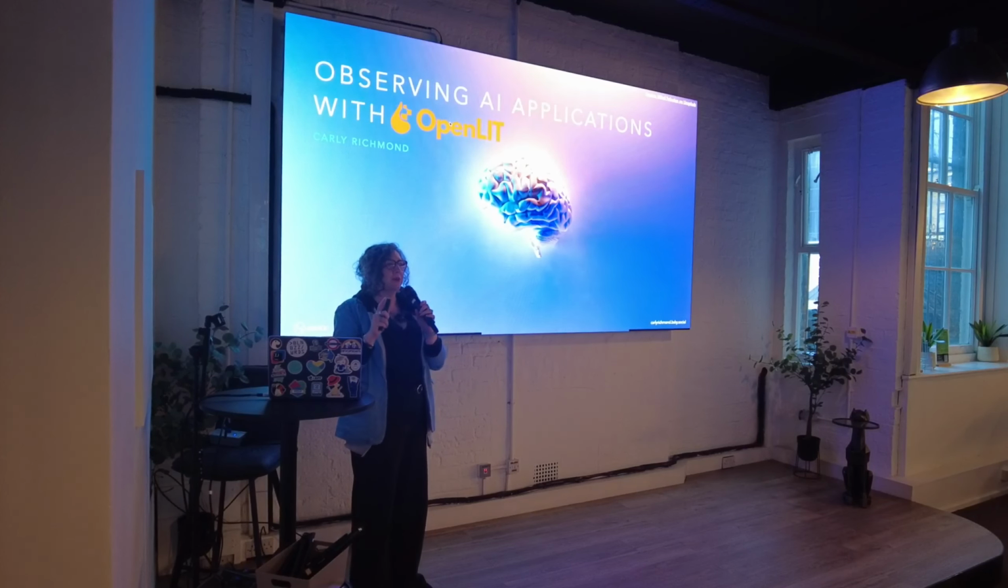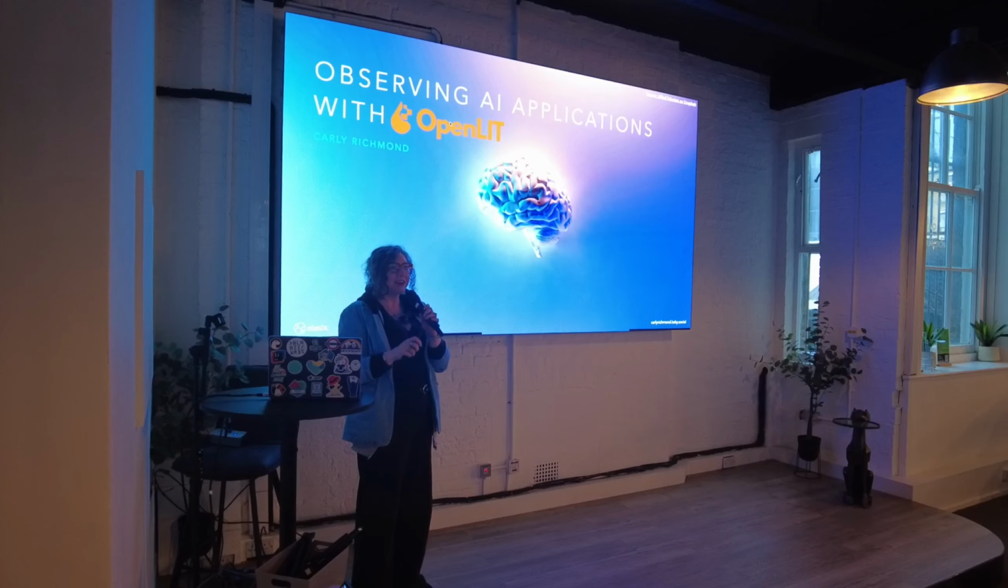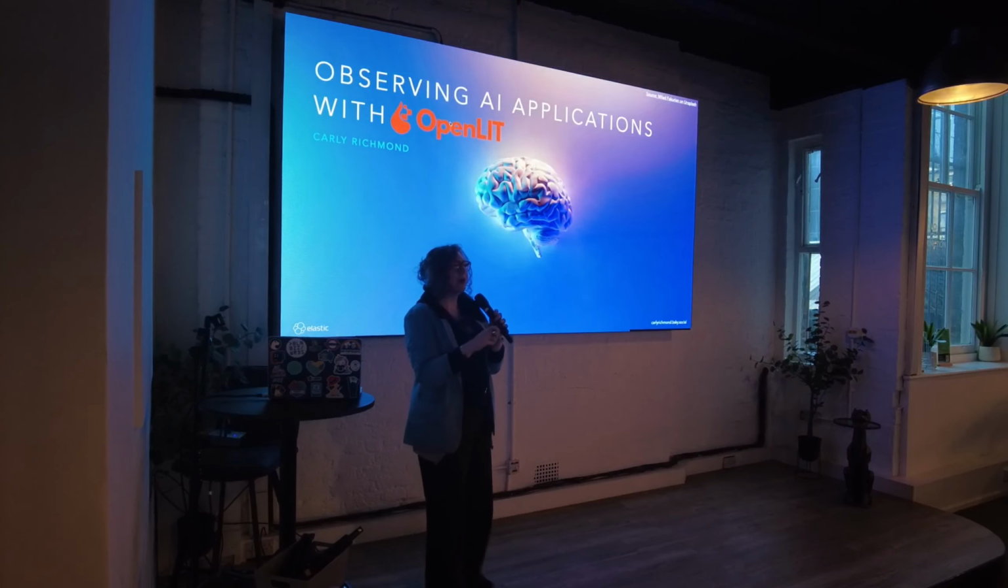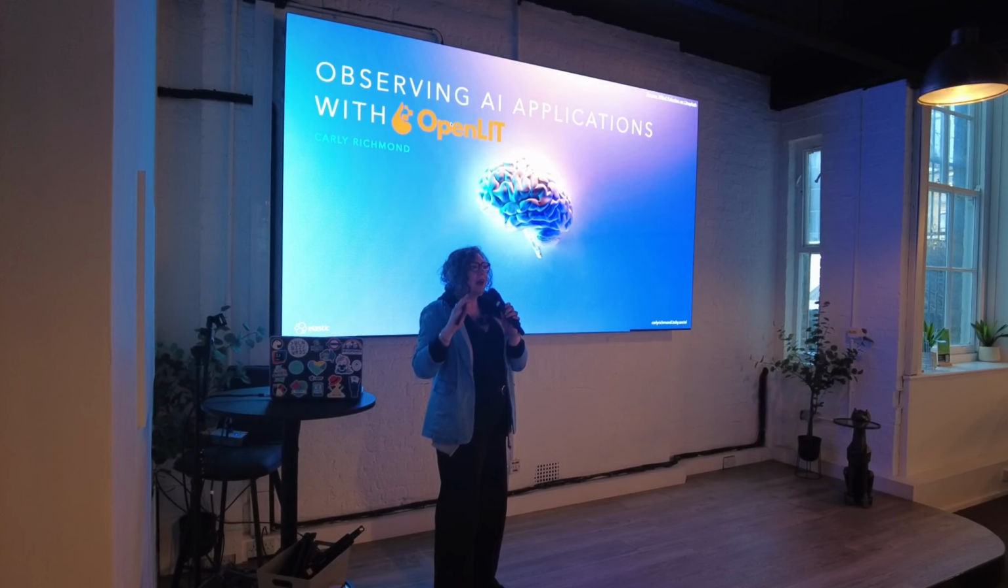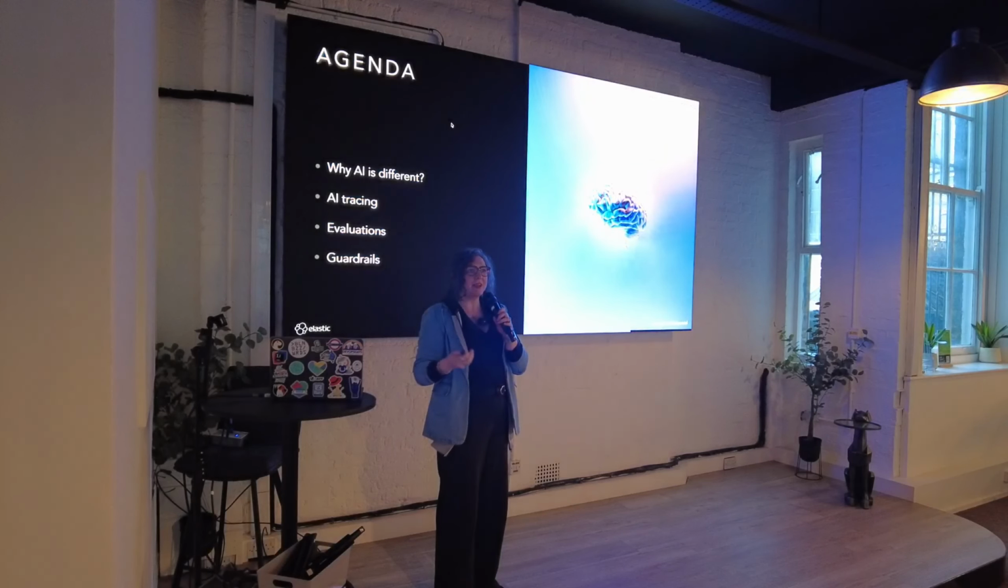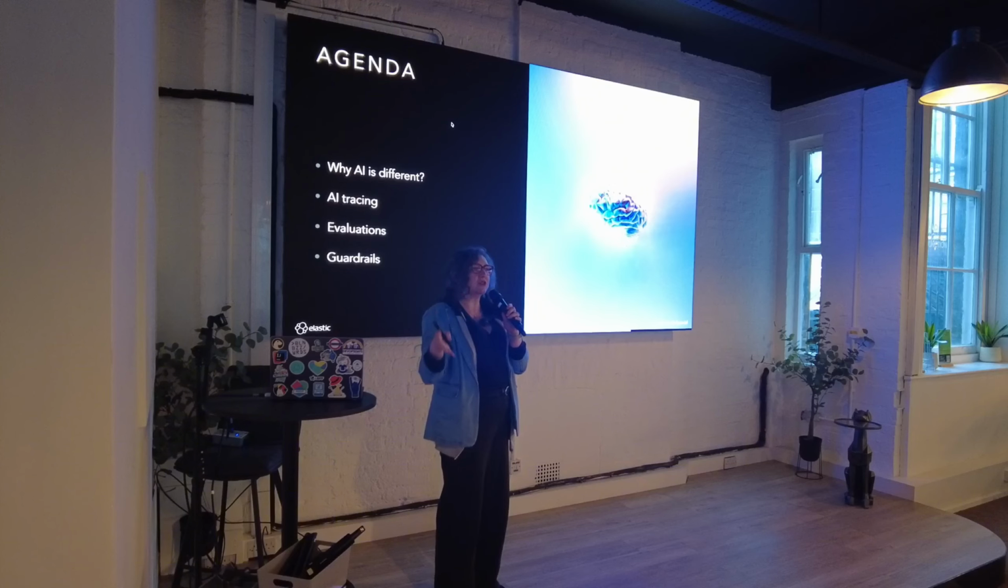Okay, so I'm going to be talking about observing AI applications this evening. I'm specifically talking about OpenLit, which is what's going to be in the demo. But to be perfectly honest, I'm actually going to try and cover it from a bit more of a fundamental perspective so you can understand what's different in terms of observing and monitoring an AI agent in production compared to monitoring a traditional web application or something running in Kubernetes pods or anything like that.